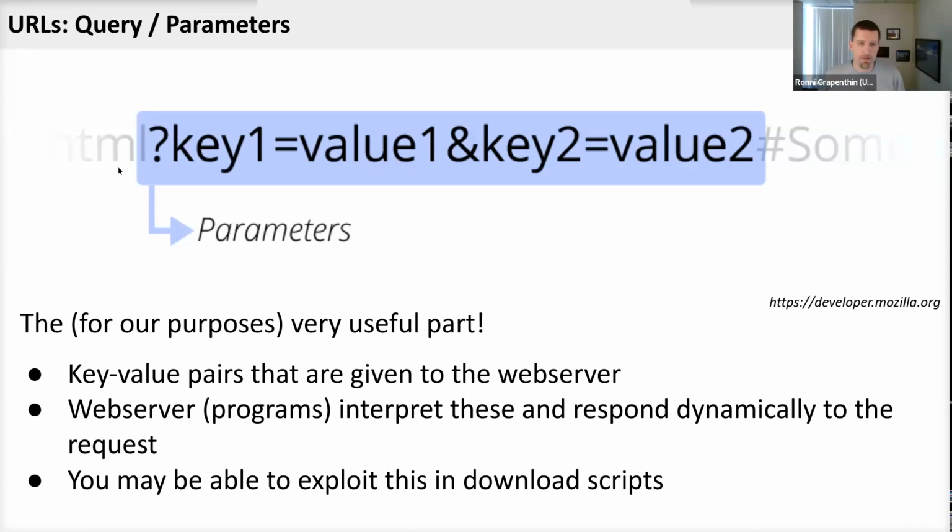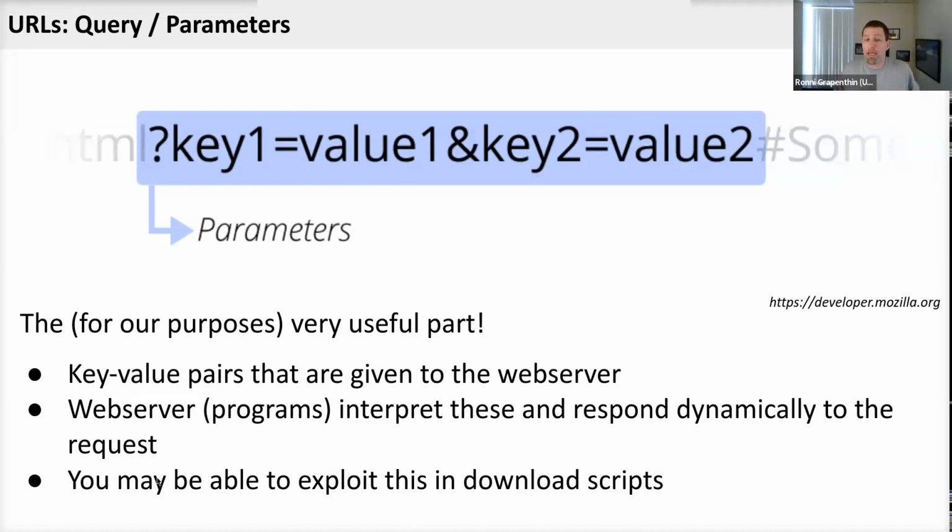We have a question mark and some key value assignments. Many websites have this to keep track of who the current user is, what their choices were, and other information. This really is a key value pair. So this is a variable that the server or some program that is running on the server can use internally with a value that is assigned here. And here I say key 1 gets the value 1 and key 2 gets the value 2. So these key value pairs are given to the web server. They interpret them and they respond dynamically to the request.